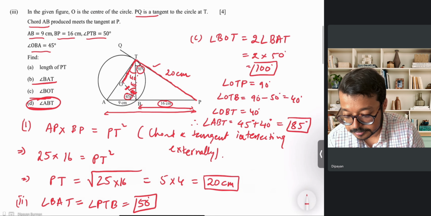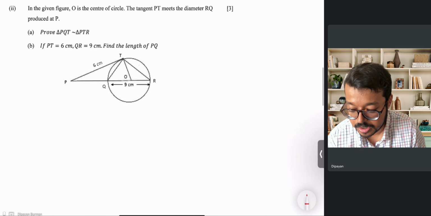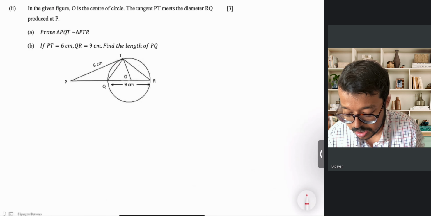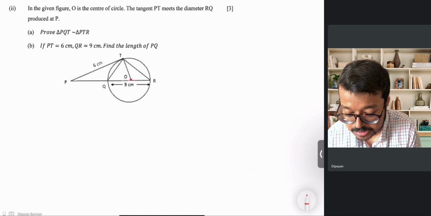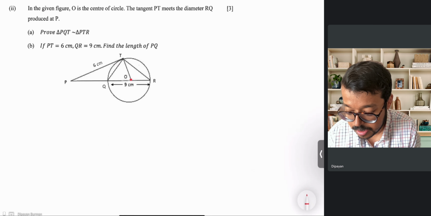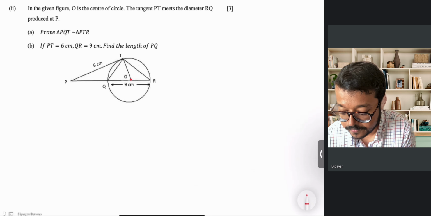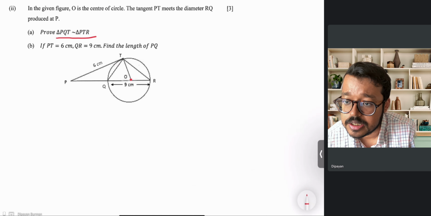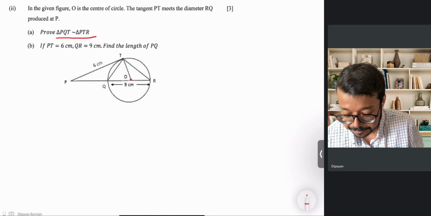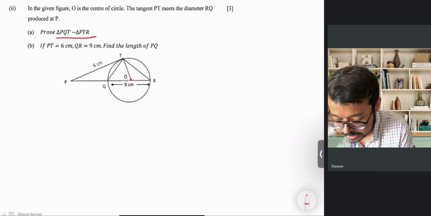Moving ahead. In this question, O is the center of the circle. Tangent PT meets the diameter RQ produced at P. First, we need to prove that triangle PQT is similar to triangle PTR. Okay, let's focus on that.